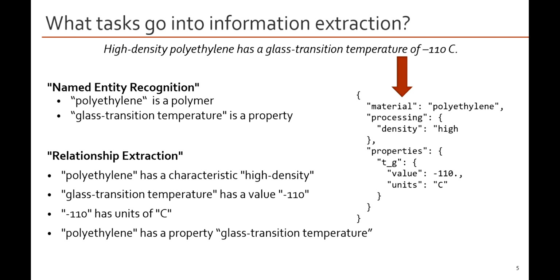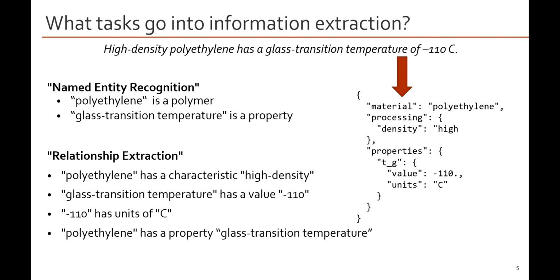And now that I have these two key points of the sentence defined, my next step is to do relationship extraction, where I take these entities and I learn what information the sentence says about them. So, for example, I can see that polyethylene is modified with an adjective, high density. So I can assign a characteristic to polyethylene that is high density. Glass transition temperature is linked to a value, -110, that has units of Celsius.